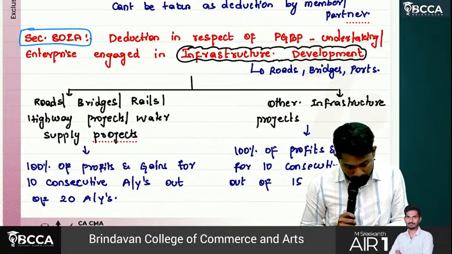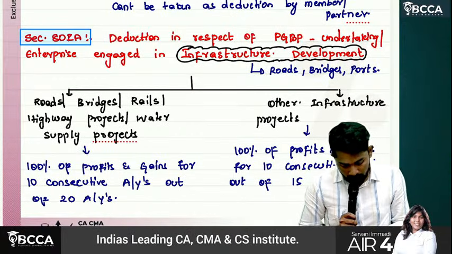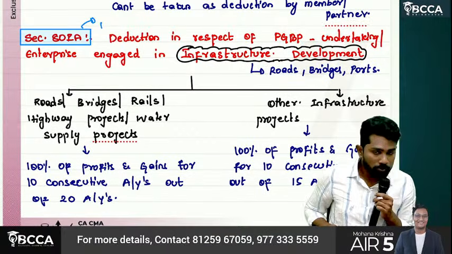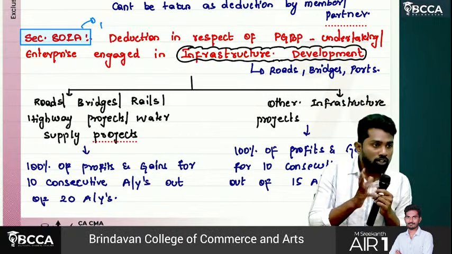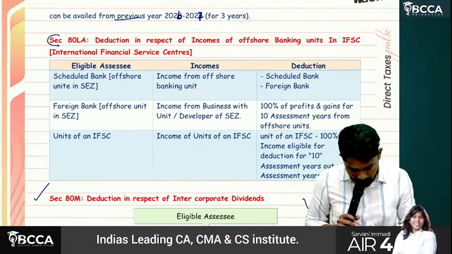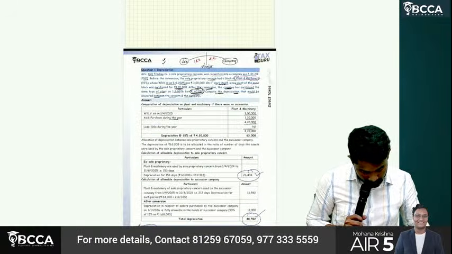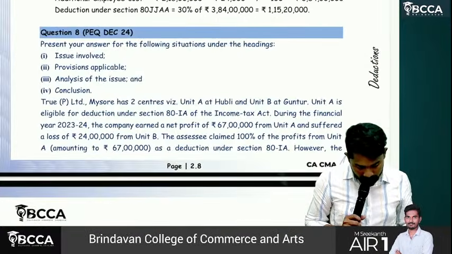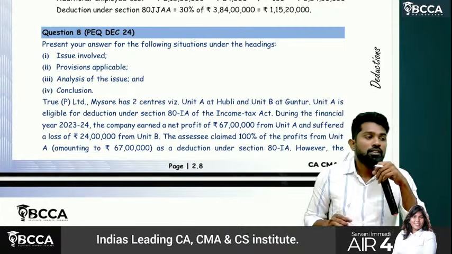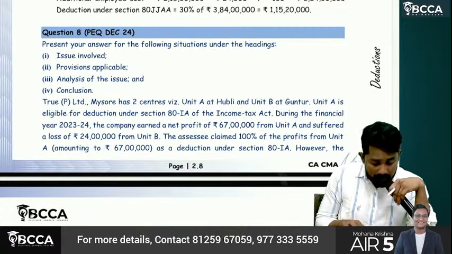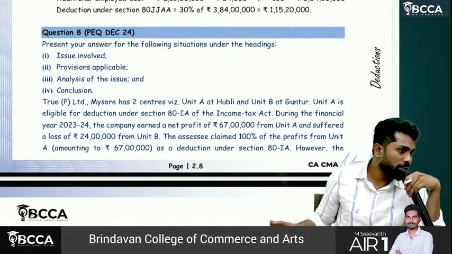There are two problems on this particular concept. One is in the deductions chapter only. The other one is in tax planning also. Okay, you learn new points also by solving the question. So straight away I am taking you to the question. Come to the workbook, sir. Question number 8. And there is some contradiction also between this question number 8 and the question in tax planning.